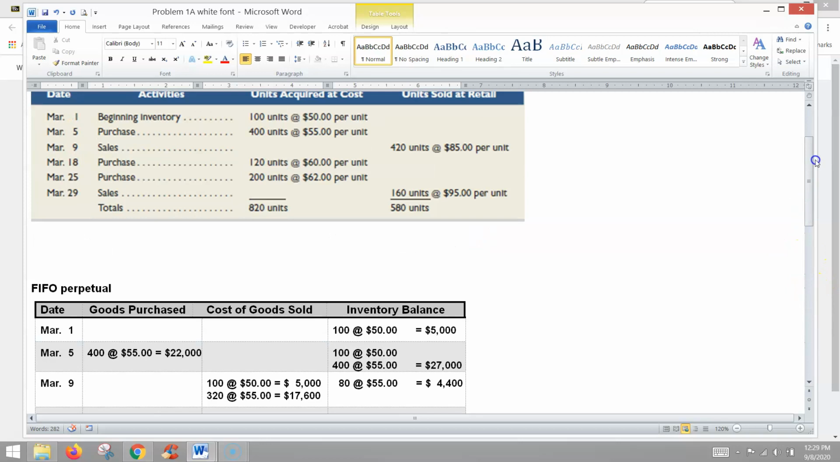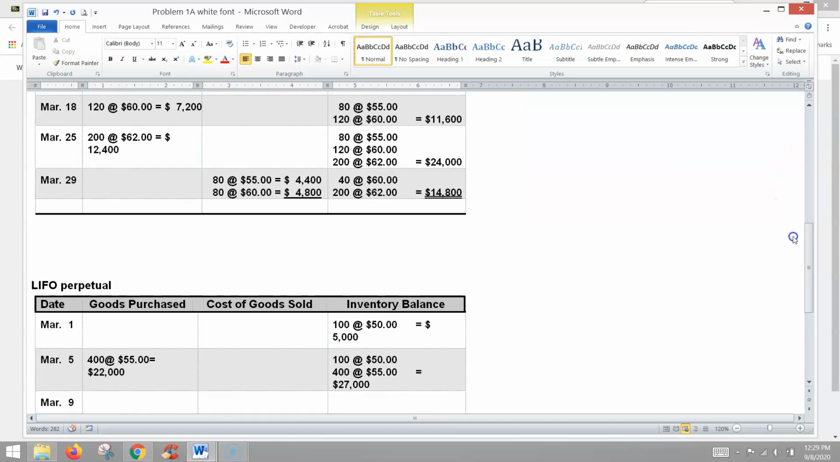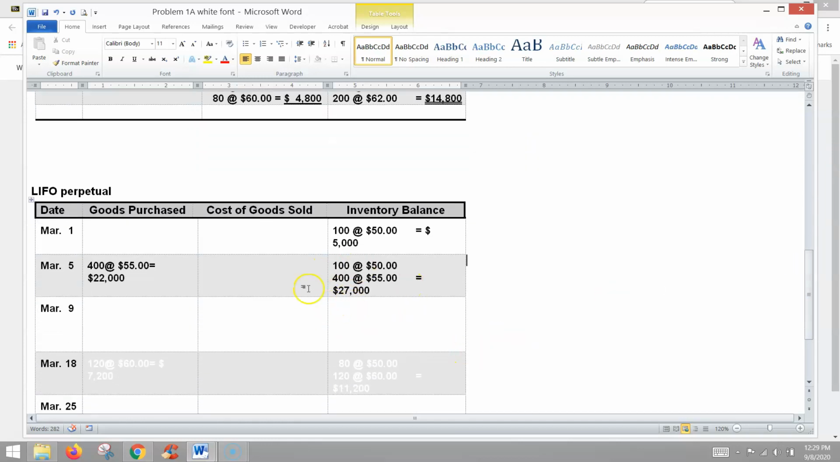On the 9th is when we're going to see a difference. We're going to sell 420 units. Again, we're going to be selling from the bottom layer. So we're going to sell all 400 of the $55 layer. Since we need 20 more, we're going to sell 20 of the $50. Then we determine what's left in inventory. All of the 400 at $55 is gone. We had 100, we sold 20. So we have 80 left, but it's going to be at this original first cost, $50.